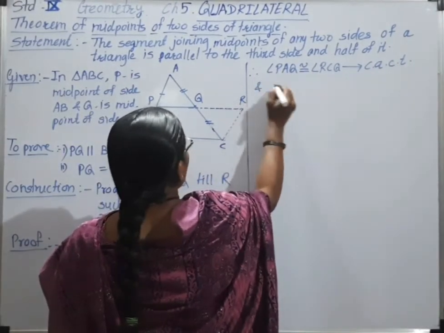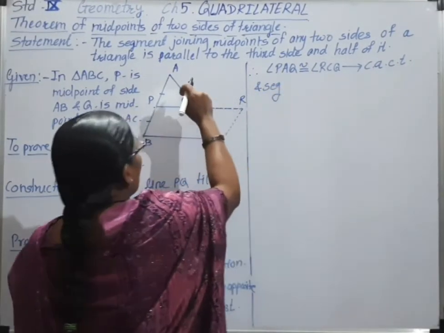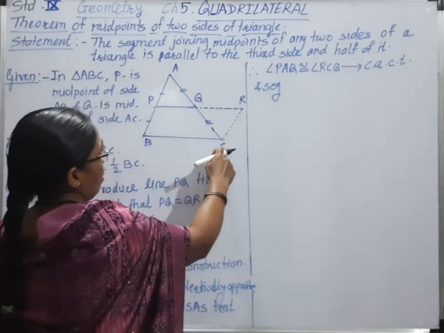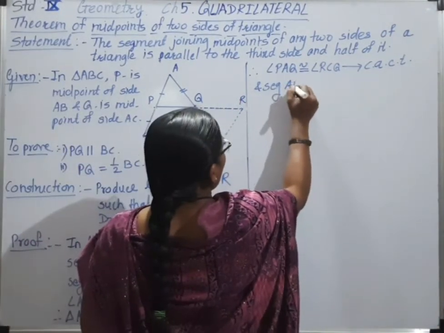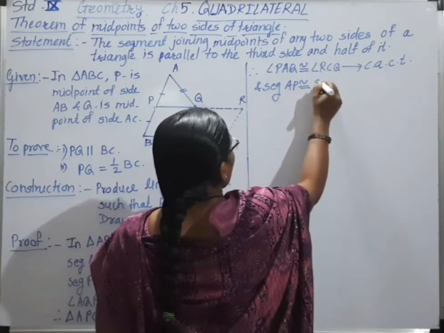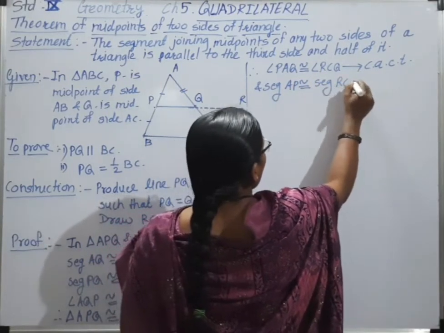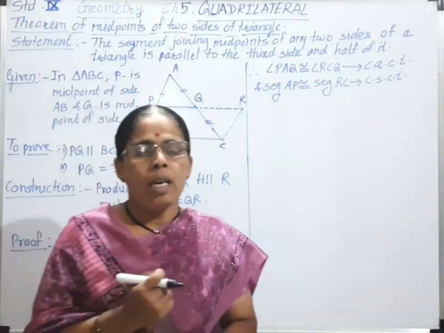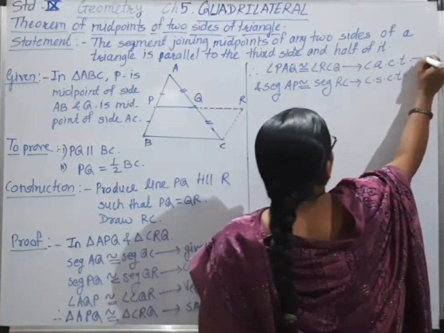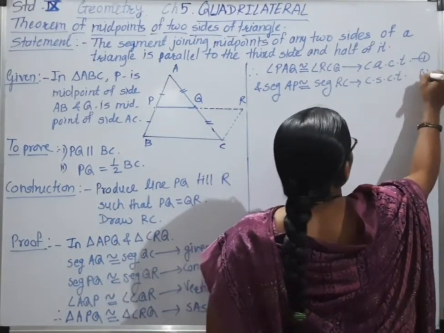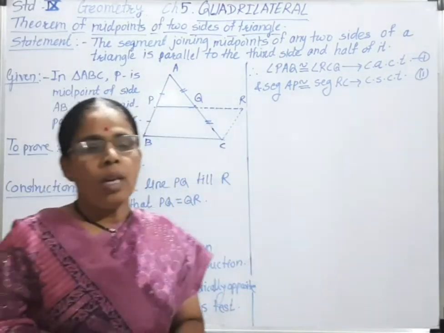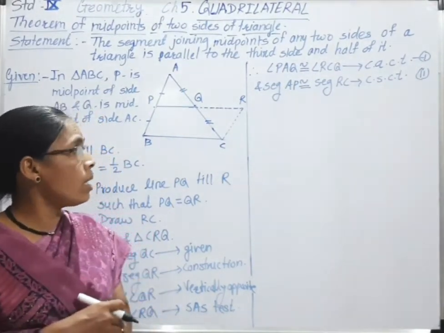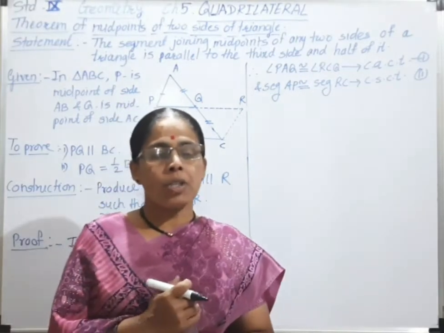And segment or side. Now here AP is congruent to RC. Segment AP is congruent to segment RC or CR. CSCT. Now here we have to write 1 and here it is 2. Now here we are understanding when two triangles are congruent by any test, then the remaining sides and remaining angles are also congruent.